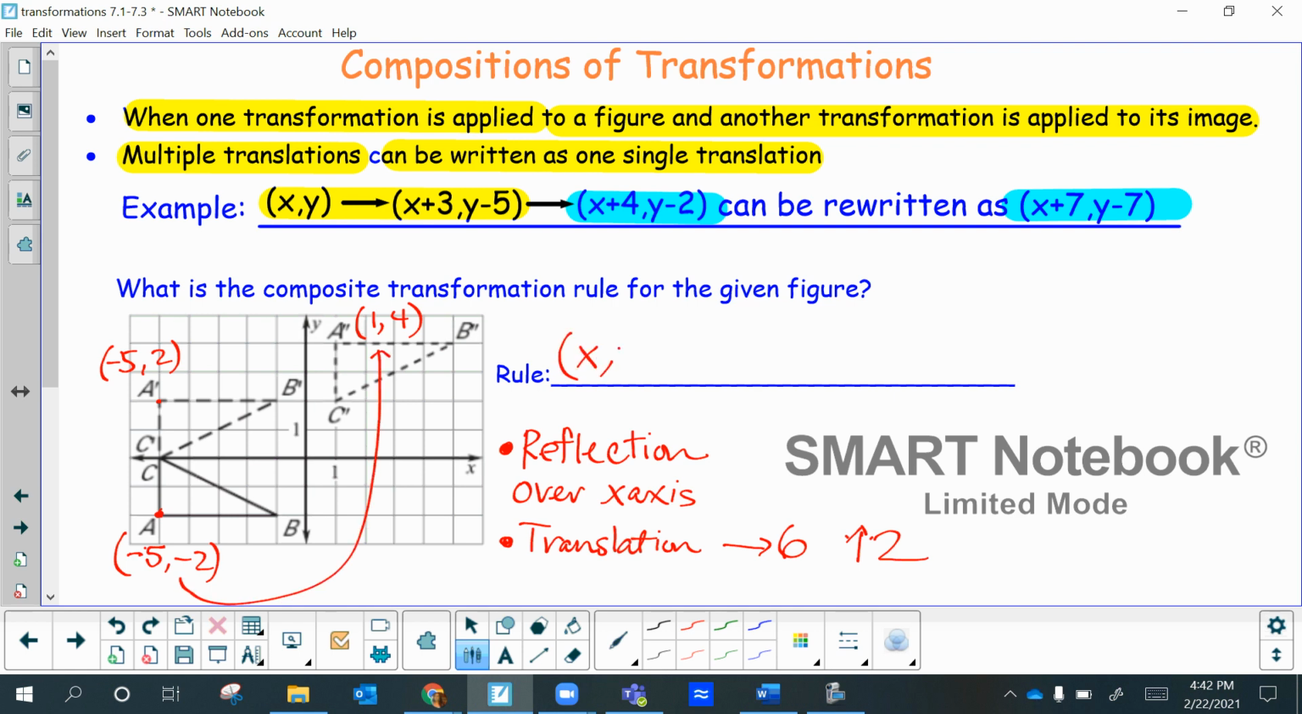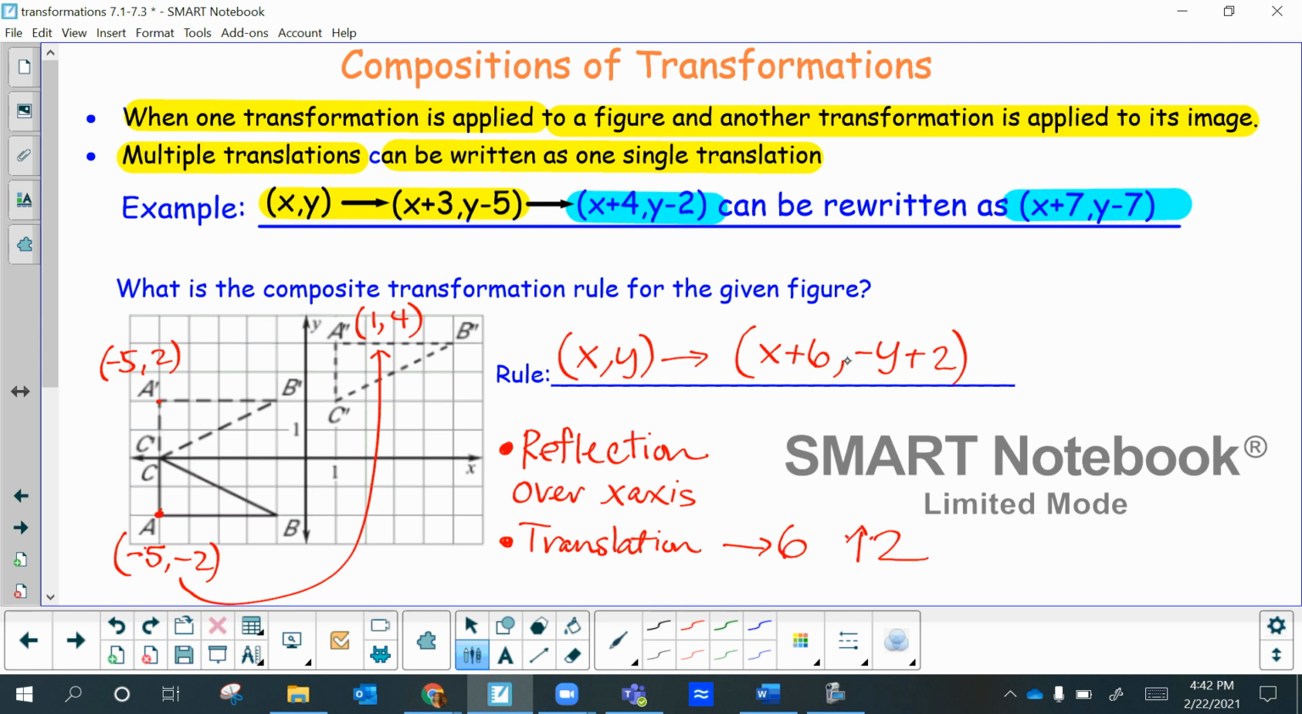Your rule always starts off with x comma y maps onto, and then we want to write our final rule. How do we write a rule for the first one? We just change the sign on the y. So I'm going to put x, comma, change the sign on the y. And then how do we write it to represent the translation? When we go to the right 6, we want to add 6 to the x variable. And when we go up 2, we want to add 2 to the y variable.